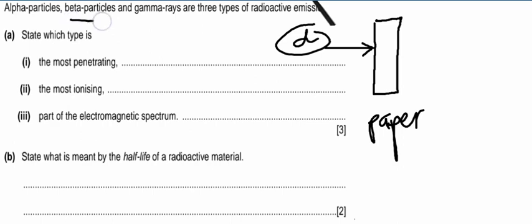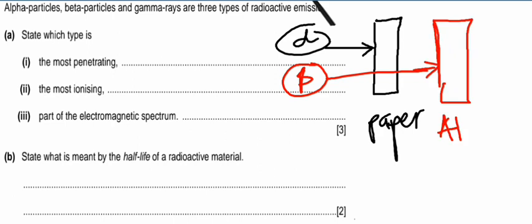We also have the next one here, which is the beta particle. As for the beta particle, it can penetrate through the sheet of paper, or it can penetrate through the skin. It can also penetrate through a plastic, but it can be stopped by a sheet of aluminium.